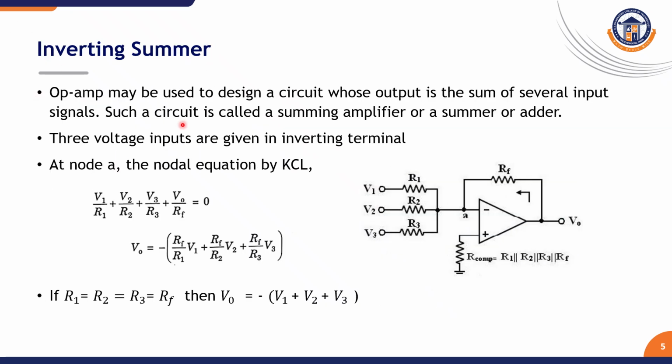Inverting summer. An op-amp may be used to design a circuit whose output is the sum of several input signals. Such a circuit is called a summing amplifier or a summer or adder. This summer is classified into inverting summer and non-inverting summer based on the input given to the terminal. The circuit shows the typical inverting summing amplifier with the three inputs V1, V2, V3 with the input resistances R1, R2, R3 and the feedback resistance RF. These input voltages are given into the inverting terminal of the operational amplifier. So this summing amplifier is called an inverting summer.